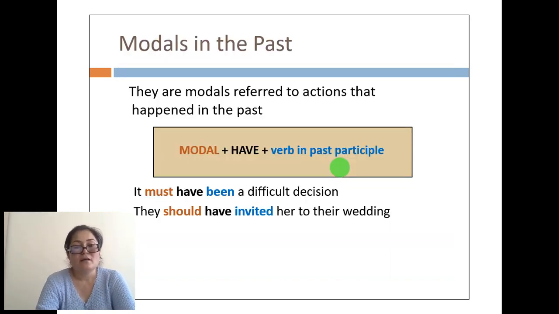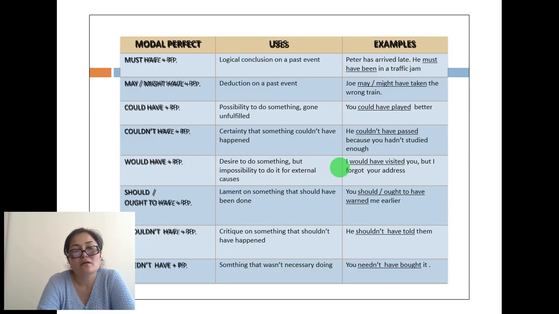Modals in the past. They are modals that refer to actions that happened in the past. Modals plus have plus verb 3, or verb in past participle, we say: It must have been a difficult decision. They should have invited her to their wedding. Modal perfect: must have plus past participle. A logical conclusion on a past event is denoted. Look at the example. Peter has arrived late. He must have been in a traffic jam.